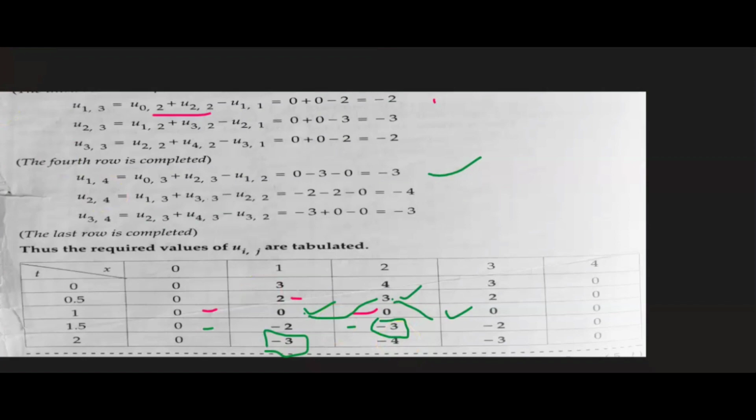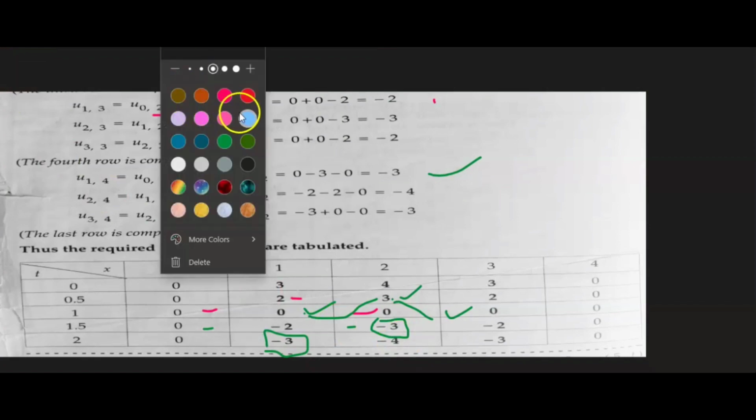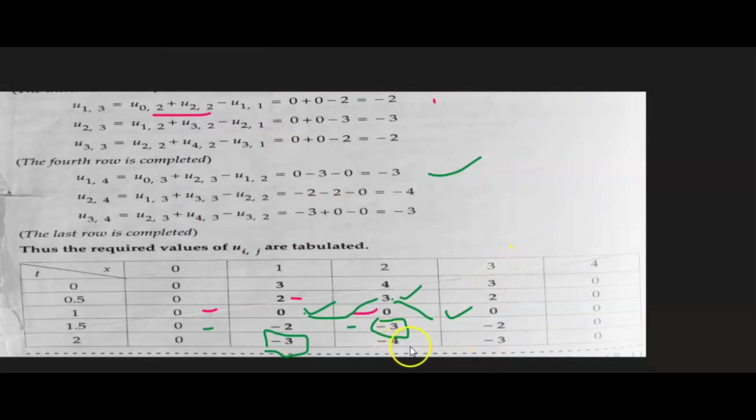For example, let me take a different color, blue. Let me see how this minus 4 came, using the triangle idea. The triangle contains these values. We are going to add minus 2 plus minus 2, and we will get minus 4. Then we subtract this value which is above, 0. So you got minus 4. So this is how we have to finish the fourth row and the fifth row. Thank you.